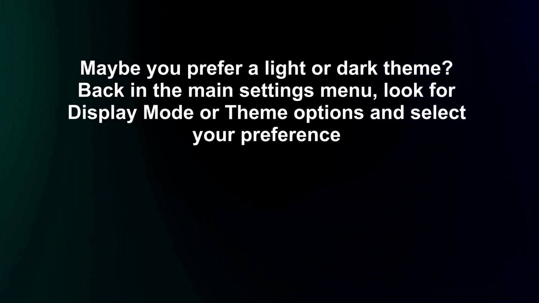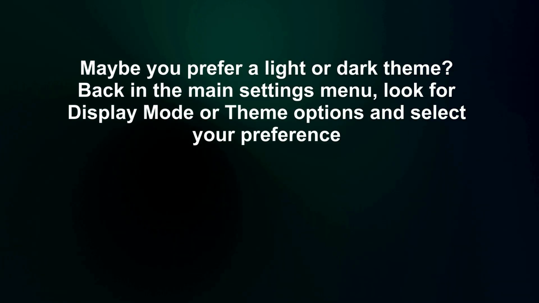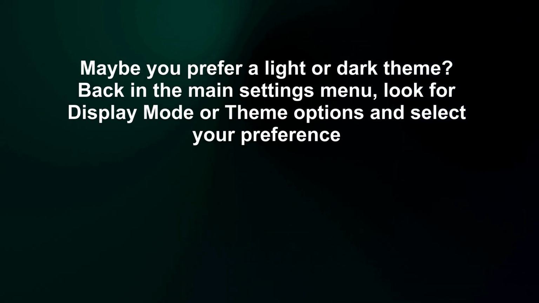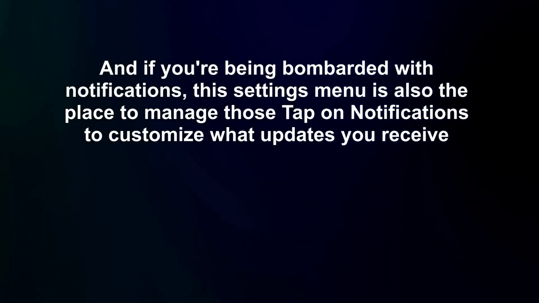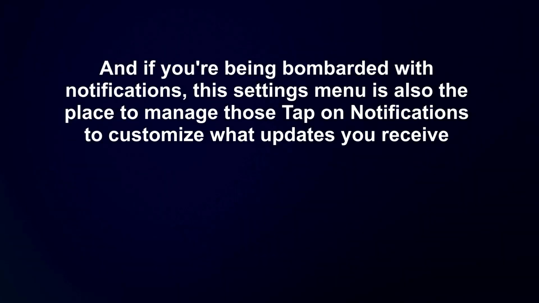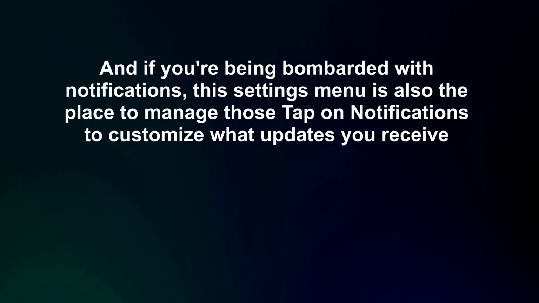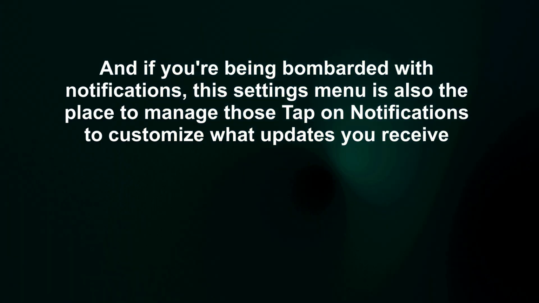Maybe you prefer a light or dark theme. Back in the main settings menu, look for display mode or theme options and select your preference. And if you're being bombarded with notifications, this settings menu is also the place to manage those. Tap on notifications to customize what updates you receive.